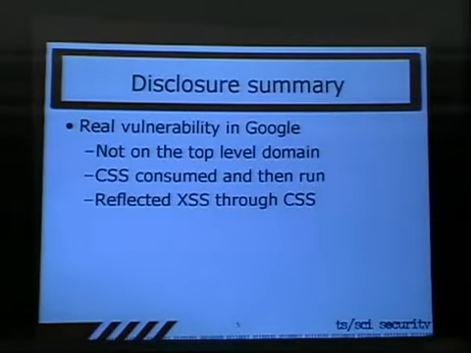So we found a real vulnerability in Google. The basics of it is that it was not on the top level domain, so we can't share all the details with you. We did responsibly disclose it already. We talked to Google and worked on that type of problem and submitted a bug with them in their tracking system. Basically, CSS was consumed by Google externally. It could be external or embedded CSS that is caused from a style sheet, and they executed and ran it. So it's not a stored XSS. It's just a reflected XSS type, and that's the summary.